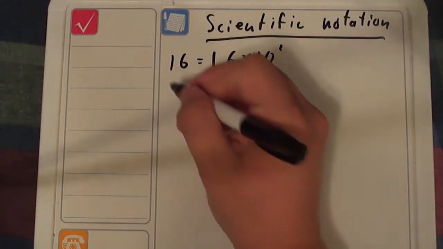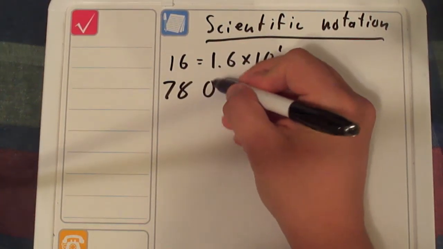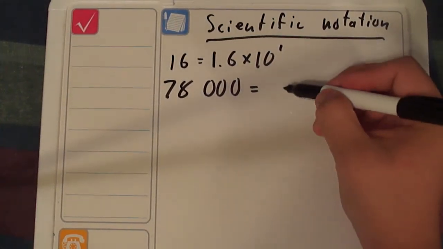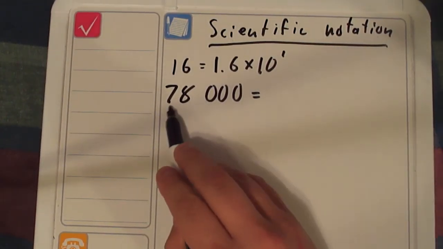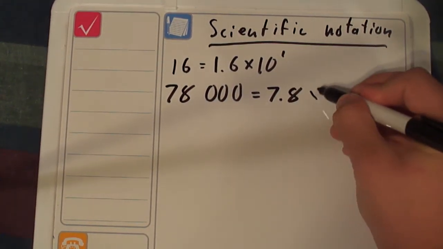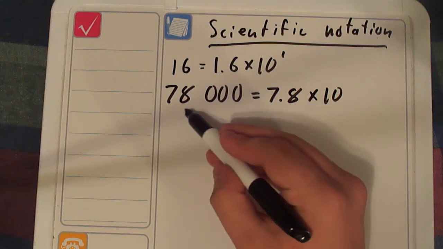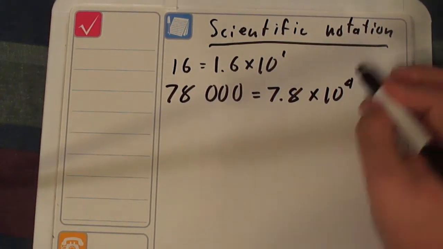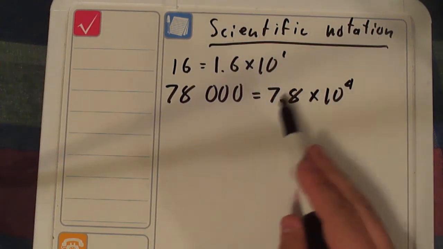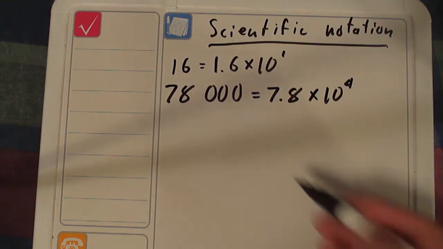Okay, let's do something bigger. Let's do 78,000 equals, okay, what do you think? Well, my thought would be, if I have 78, I can do 7.8 times 10 to the 1, 2, 3, 4. 10 to the 4 is 10,000. 10,000 times 7.8 is 78,000. Nice and simple and easy.